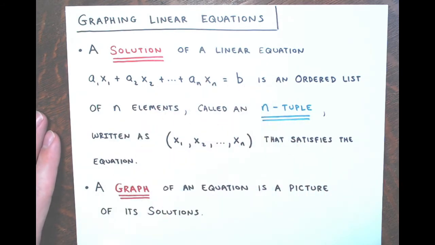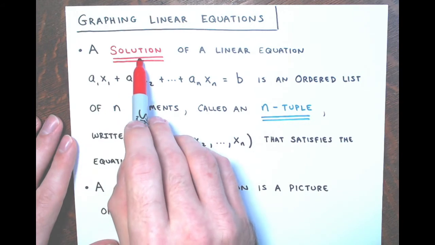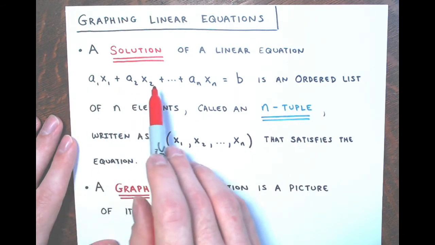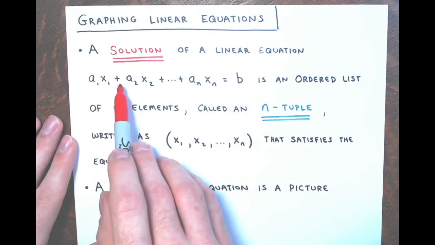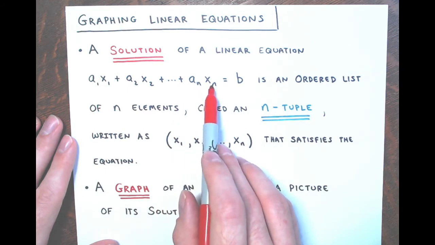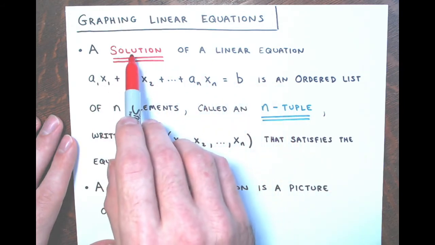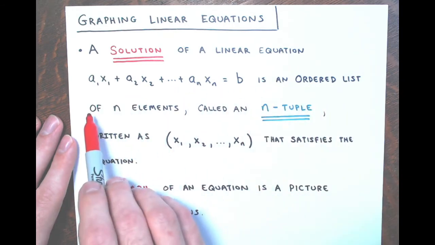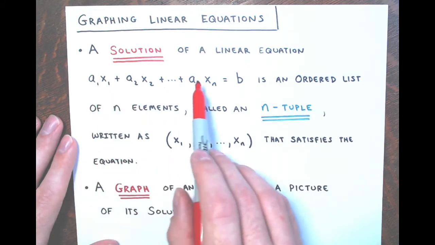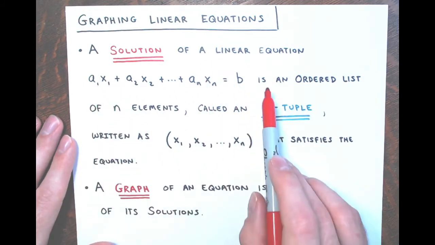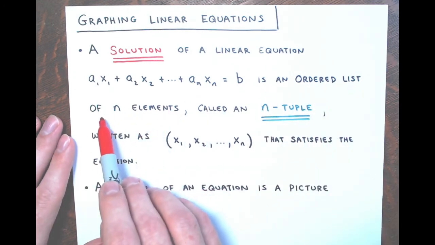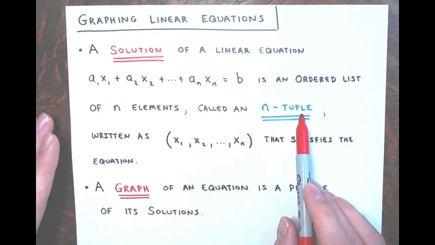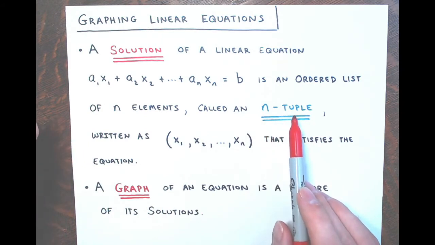But just to recap here. All right, so a solution of a linear equation, and again, here's the general form of a linear equation, the way I had it earlier: a1x1 plus a2x2 plus dot dot dot plus anxn equals b. A solution of an equation like this is an ordered list of n elements, one for each variable. If it's got n variables, a solution is an ordered list of n elements called an n-tuple. I've heard both pronounced. I'm going to say n-tuple.